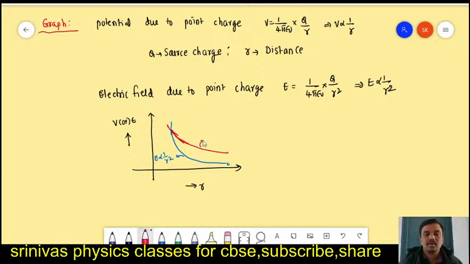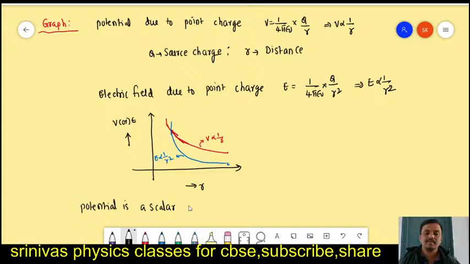This is for potential. Okay, potential is inversely proportional to r. Now, next, potential is a scalar. Work is a scalar, that's why potential is also a scalar. Right? This is about potential due to a point charge.